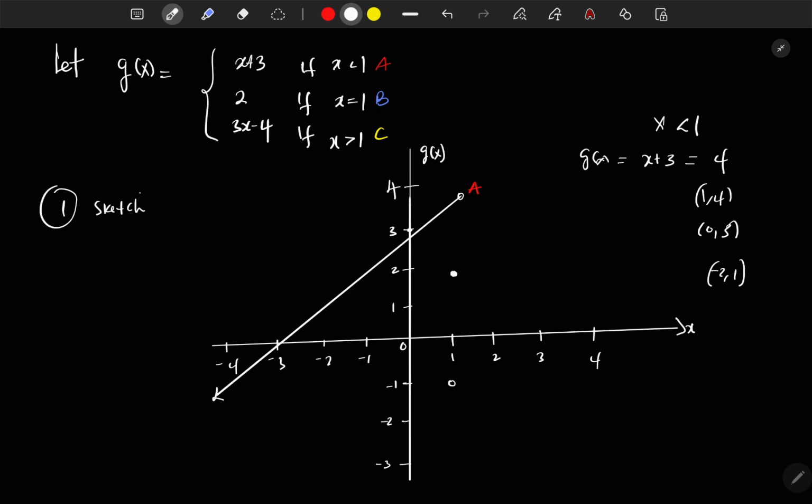Exactly. Then if I get another number which is greater than 1, for example 2, I put it there, this becomes 6 minus 4, which is now 2 comma 2. Now 2 comma 2 is somewhere there. All right, I hope we are seeing. Then if I get another one, let's say 3, this becomes 9 minus 4, which is now 5. Now it becomes 3 comma 5. 3 is there, 5 is somewhere up there.